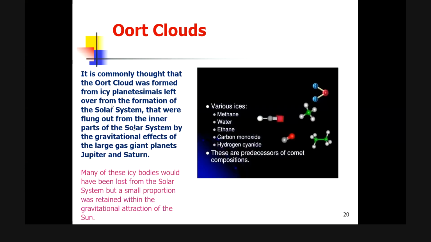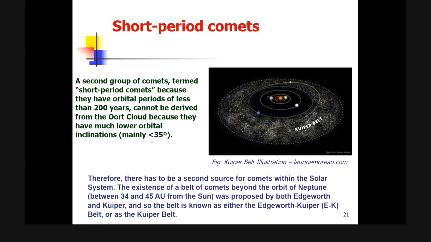And we also dealt with what the compositions of the comets could be, right? So basically they are made up of various ices, not just water ice, but ices of other species such as methane, ethane, and they could also include carbon monoxide, hydrogen cyanide. So basically carbon, hydrogen, nitrogen rich species. Right. So we'd also dealt with short period comets, which have orbital periods less than 200 years, right?